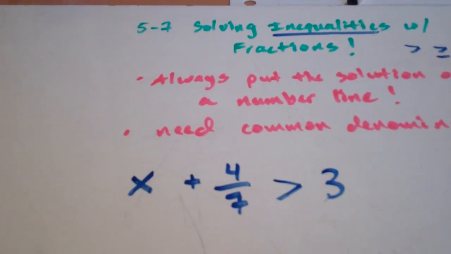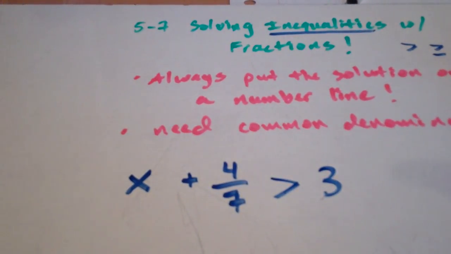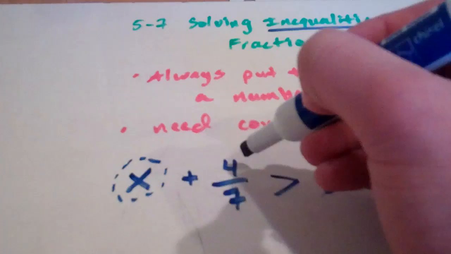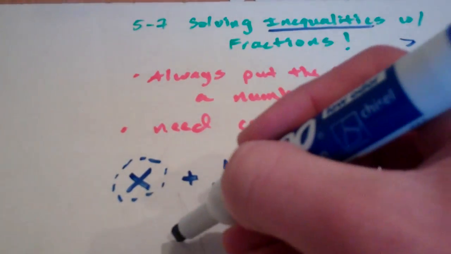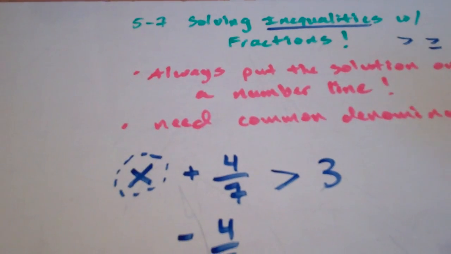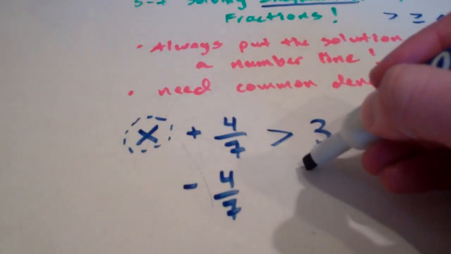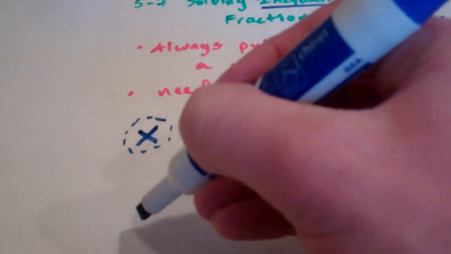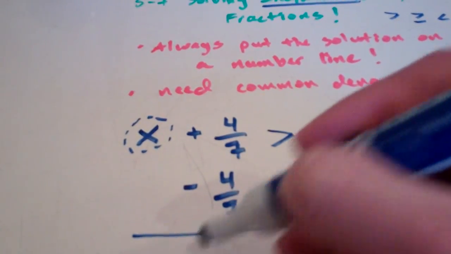I'm going to use inverse operations to isolate the variable. Here it is right here. Here's my variable. I need to get it all alone. So I am adding 4/7 to it. If I do the opposite of that, subtracting 4/7, whatever I do to one side, I must do to the other side of the problem. And that will allow me to get x all alone.